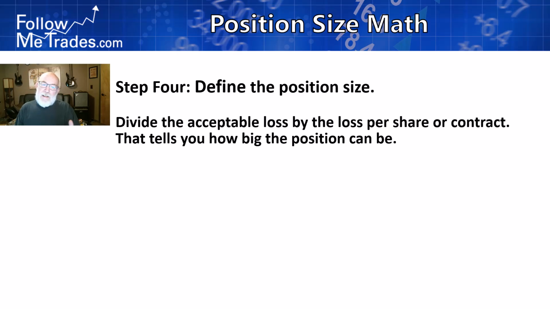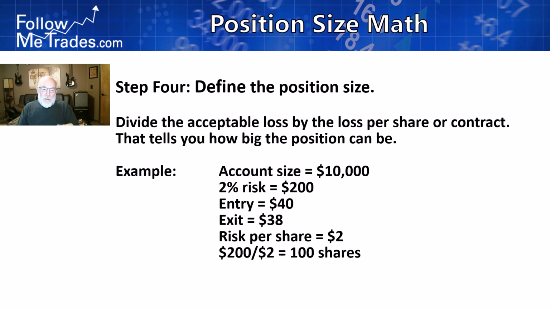You divide the acceptable loss by the loss per share or contract, and that tells you how big the position can be. For example, $10,000 account, we've defined a 2% risk, that's $200. Entry's 40, exit's 32, risk per share $2. We divide the $2 risk into the $200 max loss, and that says 100 shares for this trade.